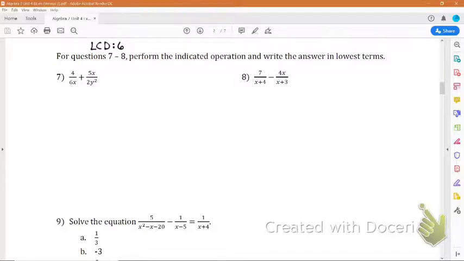And then looking at my variables, one of them has an x in it, so it has to go in my least common denominator. The other one has y squared in it. So my least common denominator is going to be 6xy squared.